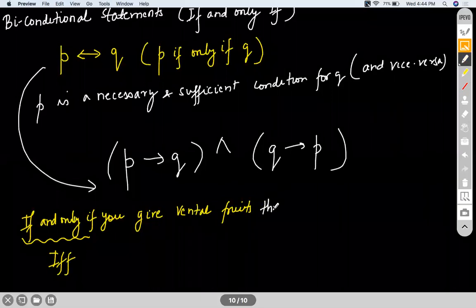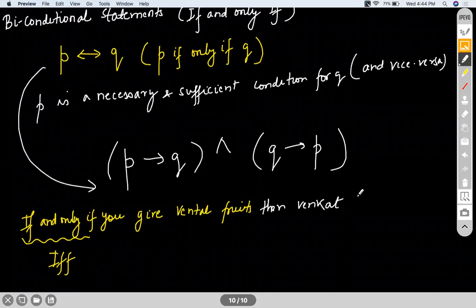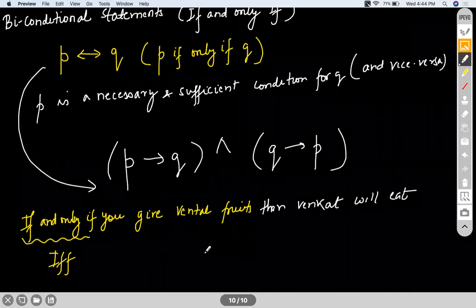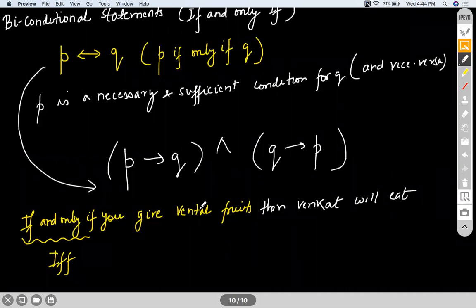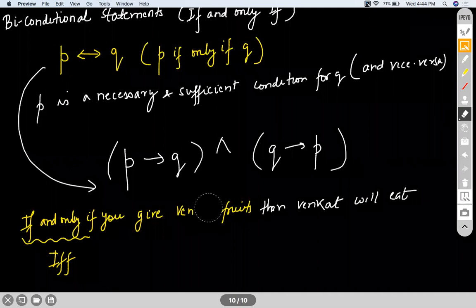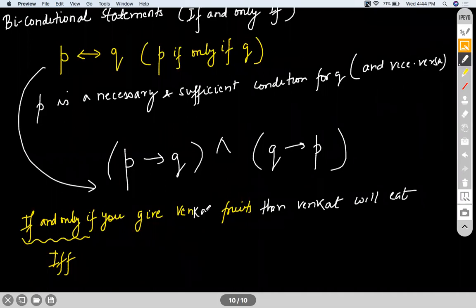Then Venkat will eat. So that means Venkat won't take it from the tree and eat. You should give it to him. So now what is the meaning of this? I think I wrote your spelling wrong. Okay. Now what does it mean? It means that if Venkat is given fruits, then only he will eat. And if Venkat has eaten, he must have been given fruits. That means both imply each other. So if any one holds, then the other will automatically follow.